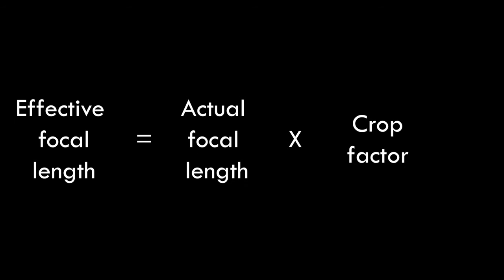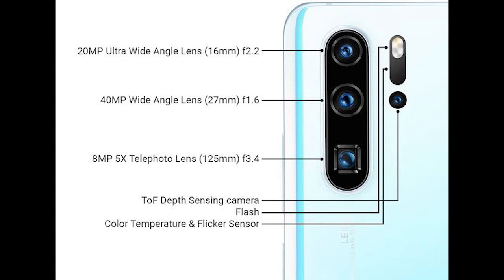In cameras, the effective focal length is equal to the actual focal length multiplied by the crop factor of the camera's sensor. The effective focal length is what is shown on the phone's camera spec sheets, and that's what we'll be referring to in this video.